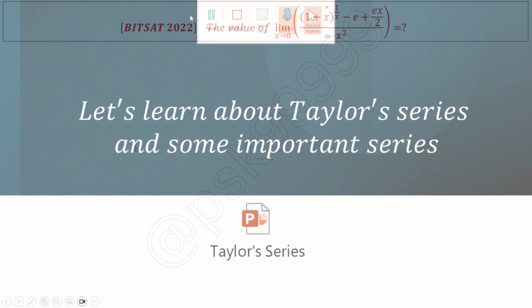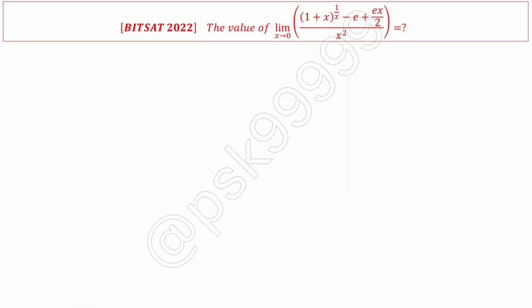Yeah, this is a BITSAT question, which is a straightforward substitution of a Taylor series actually. Okay, find the value of the limit as x tends to 0 of (1 plus x) whole to the power of 1 by x minus e plus ex by 2, divided by x square. Okay, now let's see if you can apply L'Hospital rule. If you apply L'Hospital rule on (1 plus x) to the power of 1 by x, it is very difficult actually. Okay, so the simplest way is to substitute the Taylor series form.